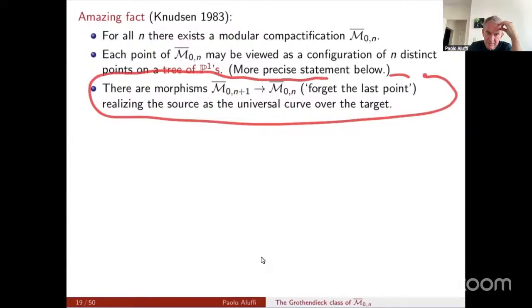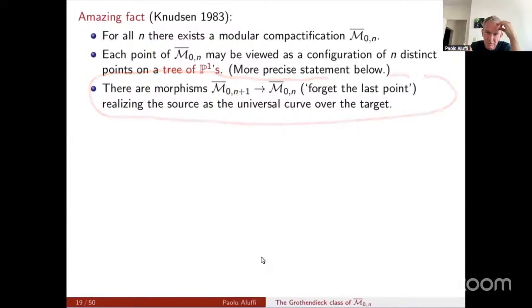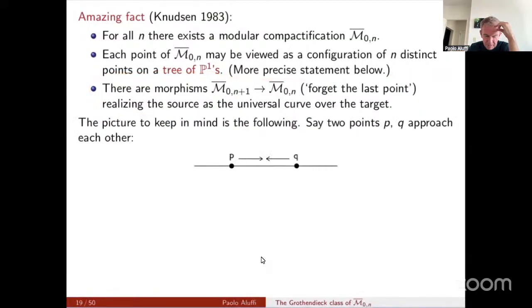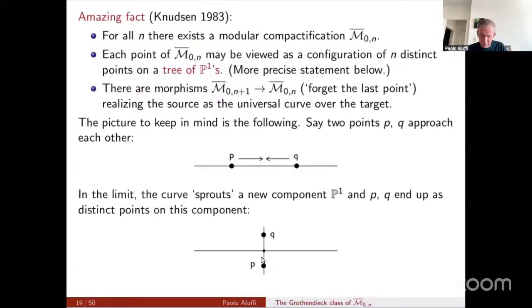If you understand that this is what you want, then that will guide you in the construction of these objects. But let me give you some intuition. So the picture is the following. You have 2 points. They are trying to collide. They are trying to come together. And before you compactify, they can't, because points are supposed to be distinct. What Knudsen tells us is that in the limit, as the points approach each other, the curve suddenly sprouts another branch, another P1. And these points end up on this extra component.